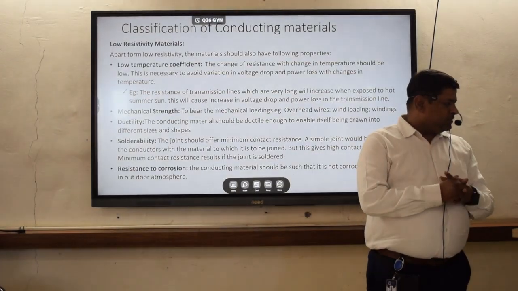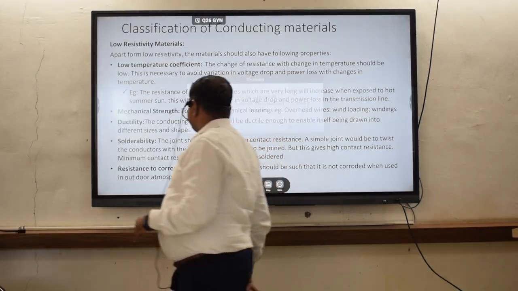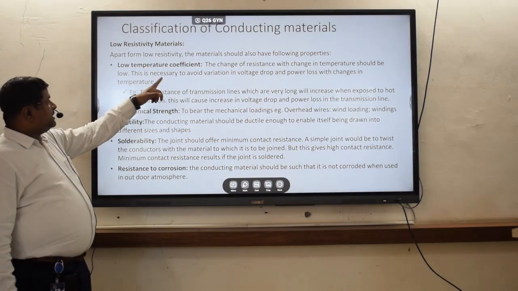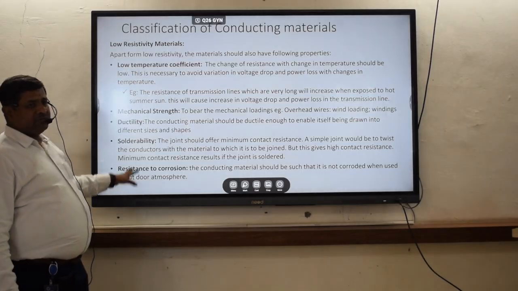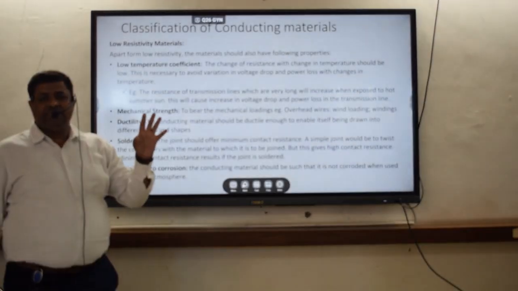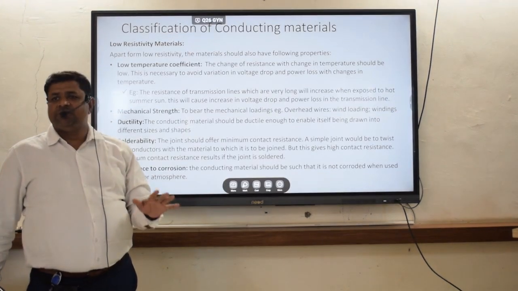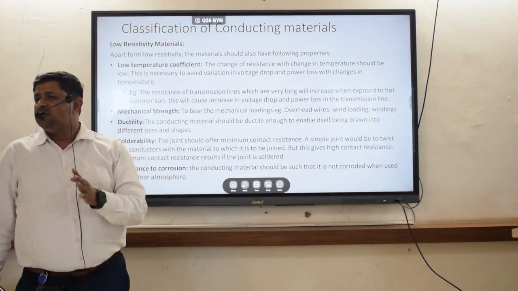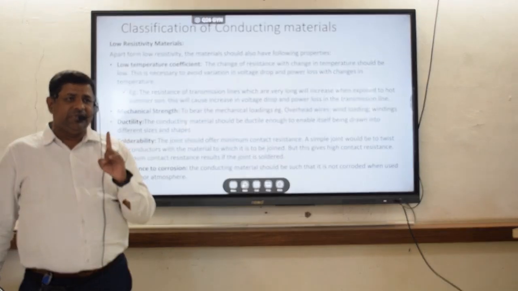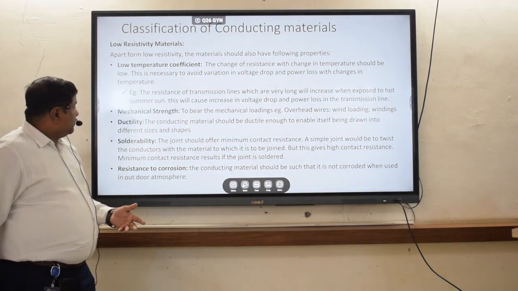Now more about low resistivity materials. Apart from low resistivity, the material should have the following properties. The main property is that it should have low resistivity. That means more current should flow through that particular material. That is the first basic property of low resistivity materials.